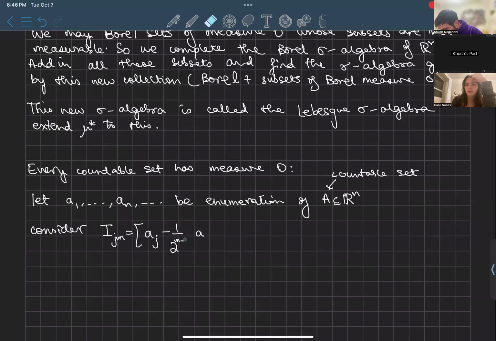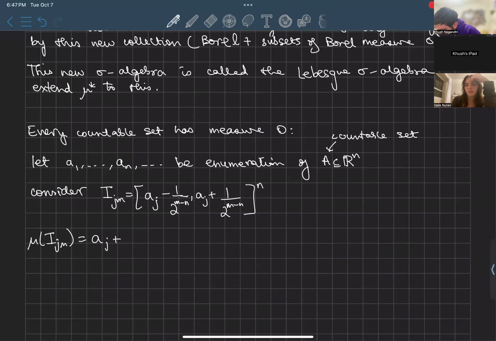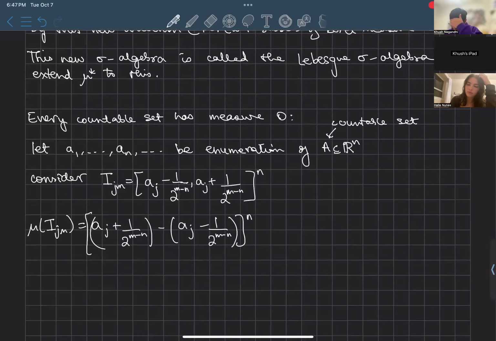And I'm going to do it like that. Okay. a j plus 1 over 2 to the m minus n, all to the n. So it's n copies of this. And now the Lebesgue measure of these objects by definition is just a j plus 1 over 2 to the m minus n, minus a j minus 1 over 2 to the m minus 1, so minus n, to the power n, right? This is just the definition of volume.